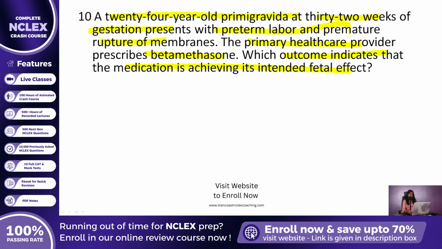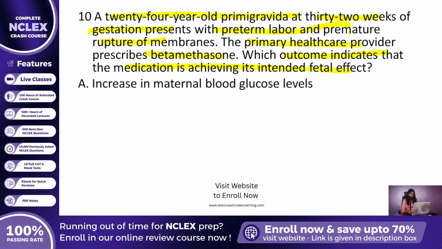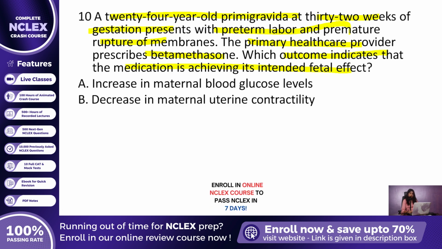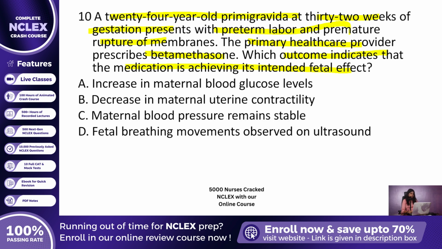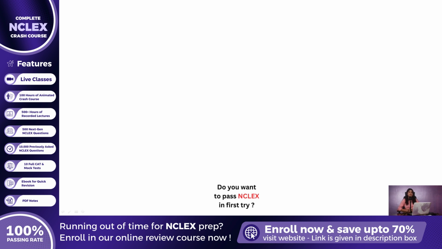Now, review the options. Option A, increase in maternal blood glucose levels. Option B, decrease in maternal uterine contractility. Option C, maternal blood pressure remains stable. Option D, fetal breathing movements observed on ultrasound. The correct option is option D, which is fetal breathing movements observed on ultrasound. Now, let us explore the reasoning behind this answer and understand why it reflects the drug's intended action.